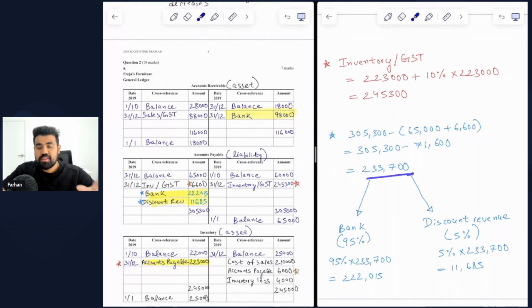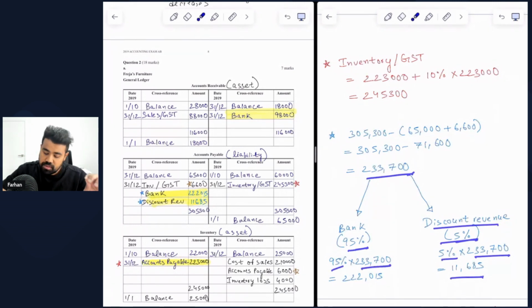233,700, which essentially refers to the reduction in accounts payable as a whole. 5% of it refers to discount, which means 5% multiplied by 233,700 gives us 11,685 as the revenue for discount that we have received. Then the other 95% will refer to the cash payment that we have actually made to our credit suppliers, and that is 95% multiplied onto 233,700, which gives us 222,015.